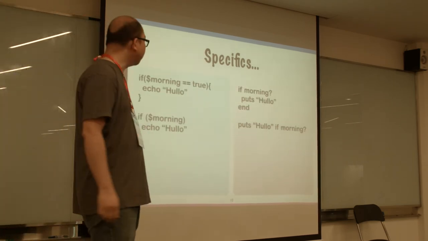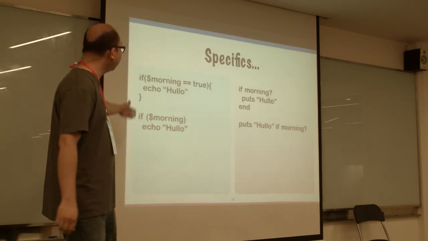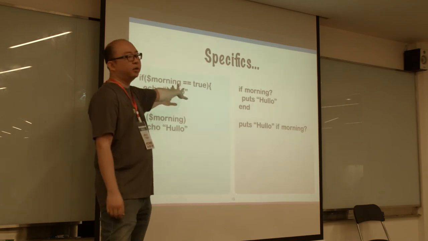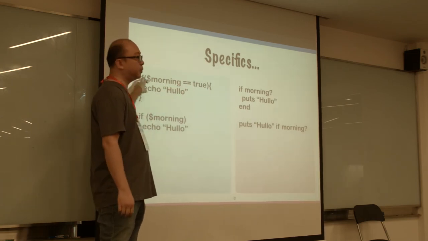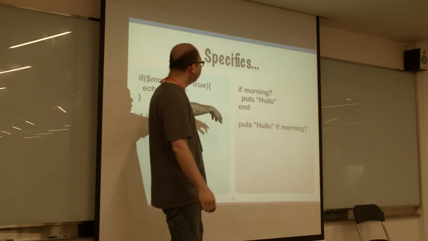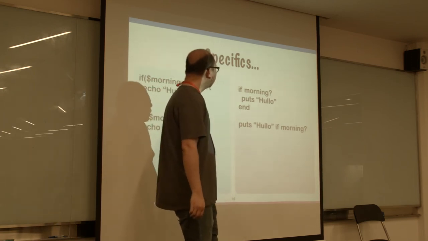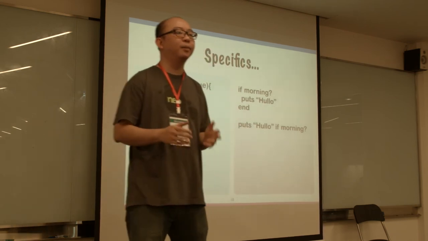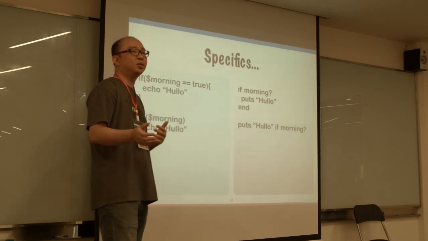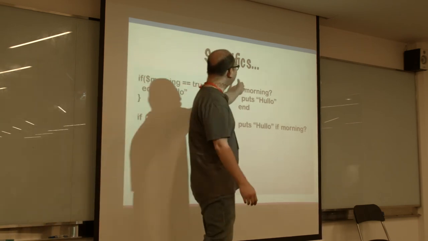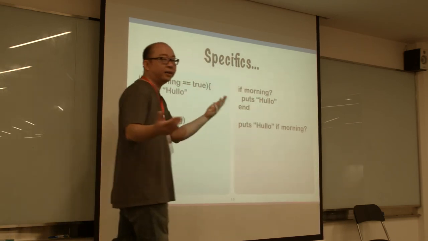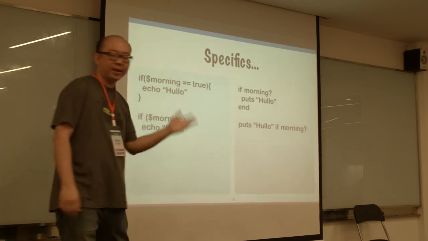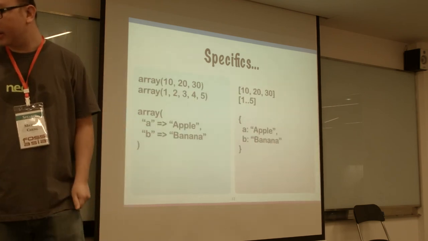More specifics about flow control. For example, in PHP you have the if statement with some condition. If the condition returns true, do something inside this code block. Same thing in Ruby. Ruby has a very nice syntax. I think anything with a question mark behind it is kind of like a Boolean, which means it's true or false. So if true, it prints the word hello. Good morning, by the way. So puts hello. These are different ways of presenting it.